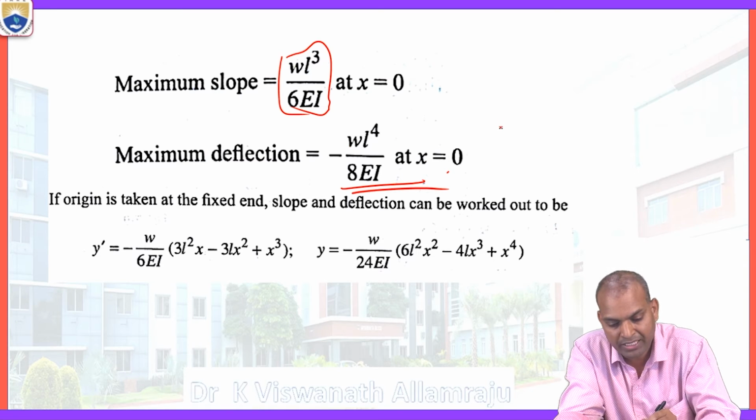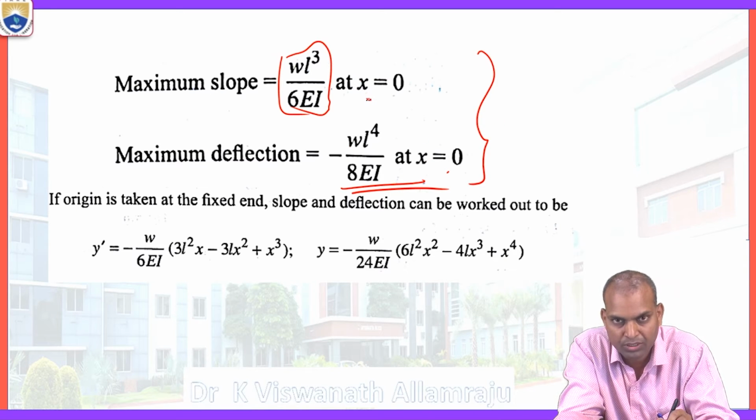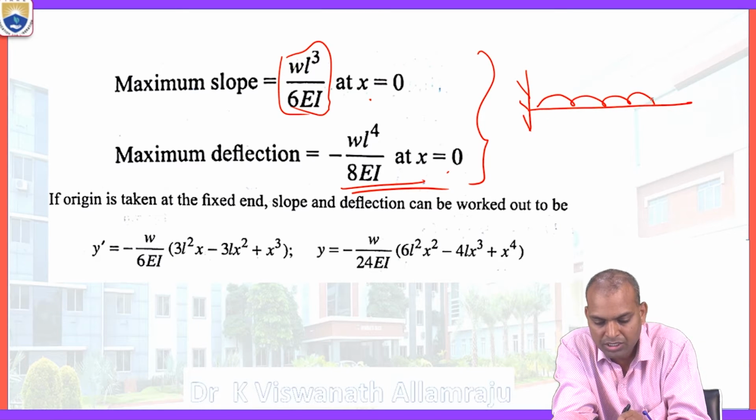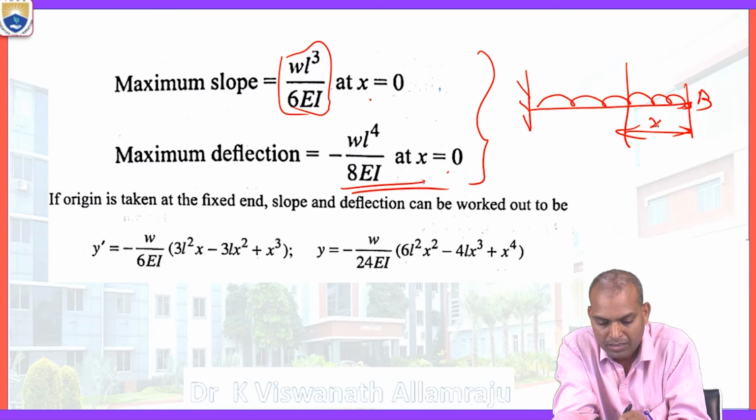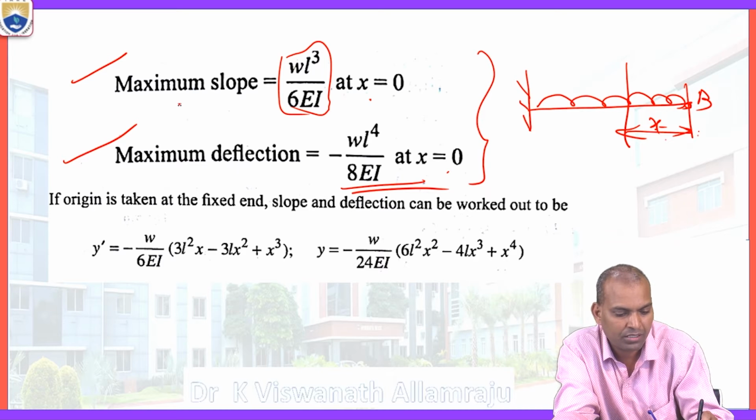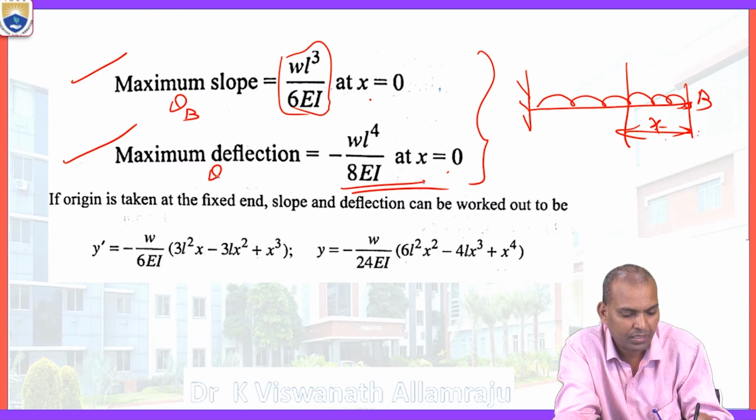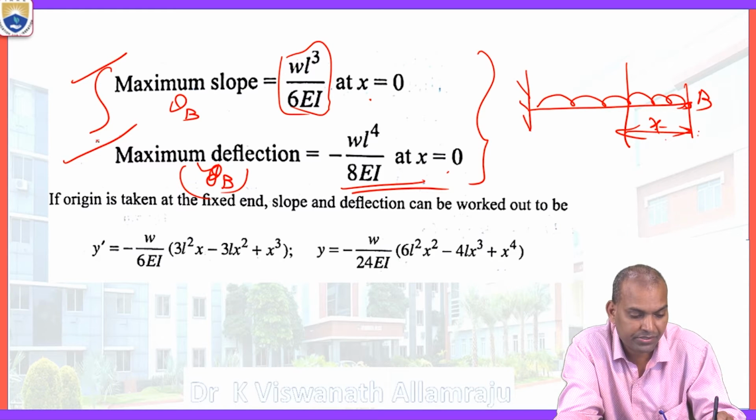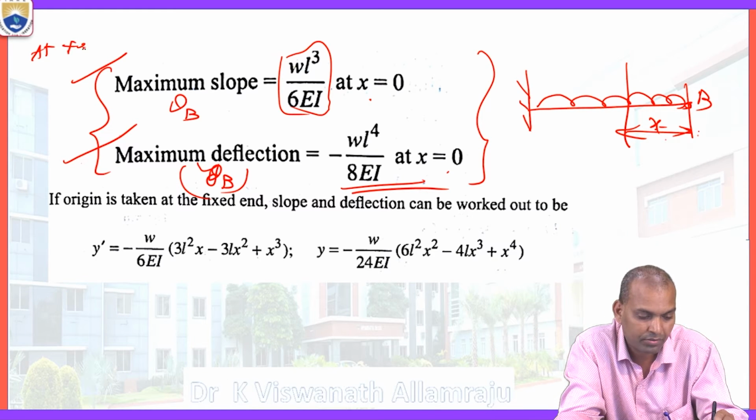Here, what is the meaning of x equal to 0? It is not at the support. We considered the origin of distance x at point B. That means the maximum slope and maximum deflection at x equal to 0 are theta B and yB. These are at the free end.